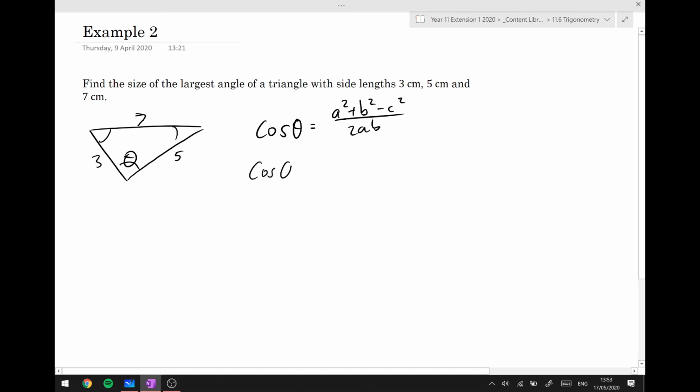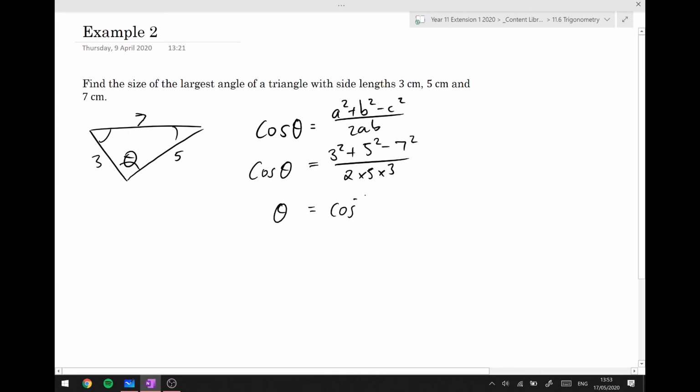So substituting our values in, we don't know what theta is yet, so we're going to leave that. 3 squared plus 5 squared minus 7 squared, okay, so that 7 has to be at the end, but the 3 and the 5 don't matter, over 2 times 5 times 3. Again, for A and B it doesn't matter which way we do those, as long as we've got 5 and 3 and we don't put 7 there.